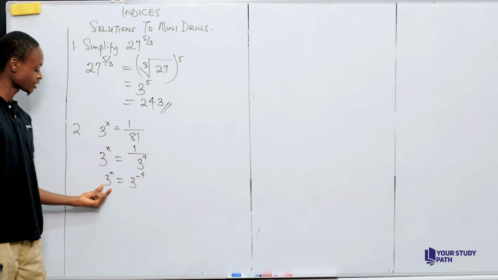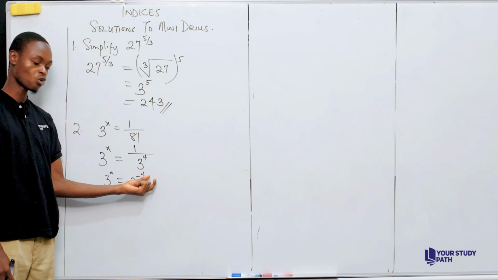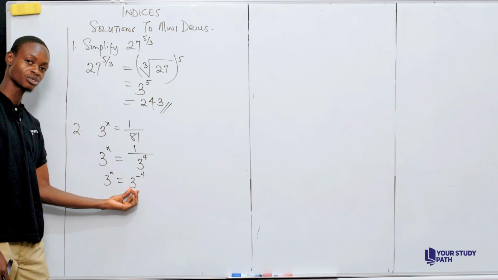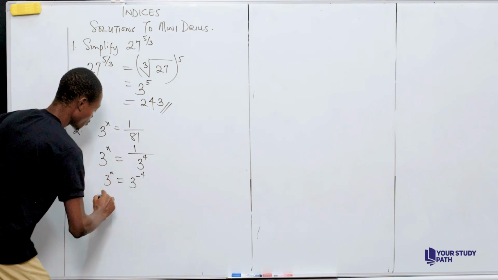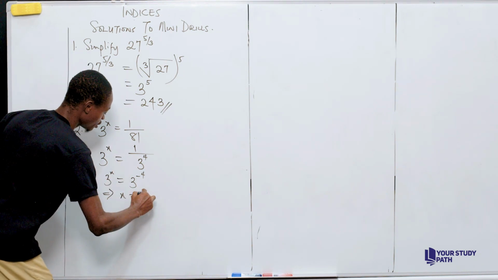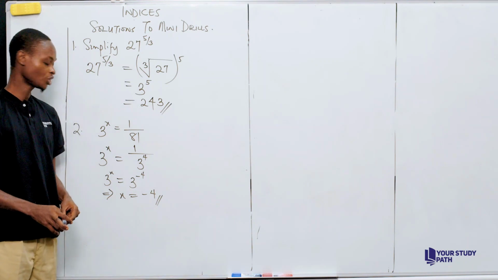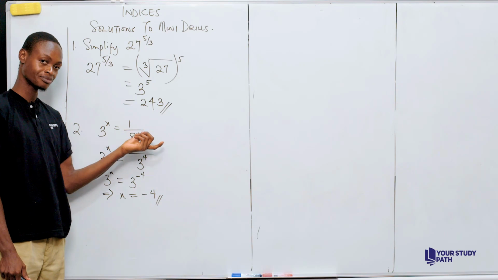So I have 3 raised to the power x equals 3 raised to the power minus 4. Now, the base on the left hand side is the same thing as the base on the right hand side. So I can equate the power. So if I equate the power, I will simply have that x is equal to minus 4 as my result. This solves the question. So I have 3 raised to the power x equal 1 divided by 81.